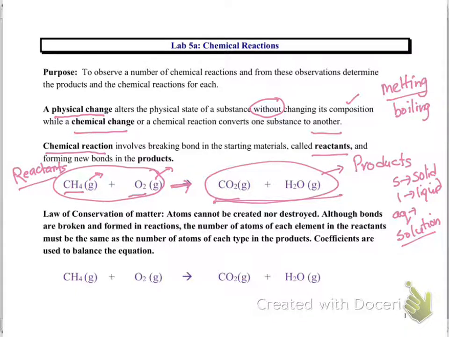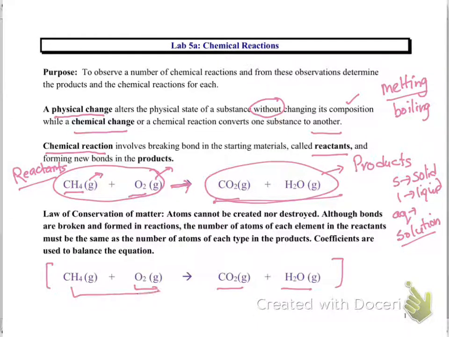Now, the law of conservation of matter says atoms cannot be created or destroyed. You're breaking the bonds in the reactants, you are making new bonds, but the number of atoms of each type stays the same on both sides. What does that mean? Look at the same reaction here. Methane combines with oxygen gas to form carbon dioxide and water.